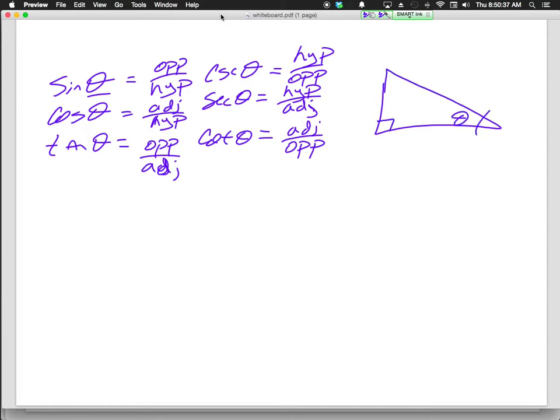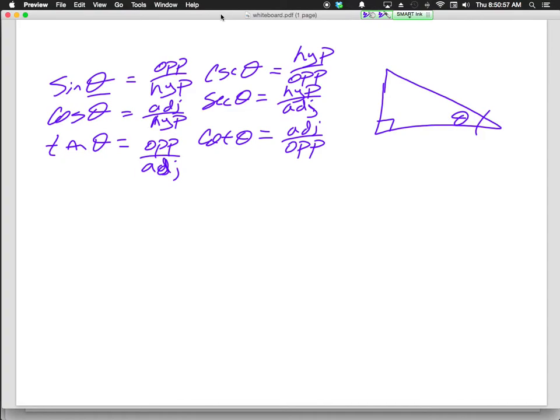Okay, and we said we're dealing with a right triangle. What does it mean for it to be a right triangle? It has 90 degrees. So what do the other two angles have to be? They have to be acute. What does acute mean again? Less than 90. Okay, and all three angles have to add up to 180.